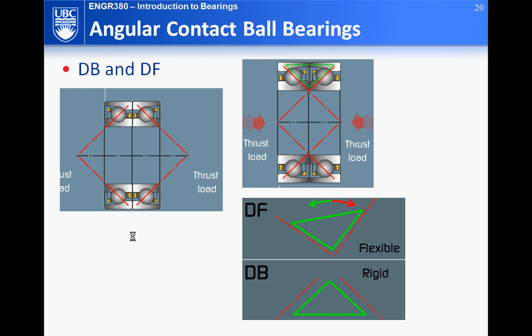Okay, so this is the animation of what I just said. The back-to-back compared to the face-to-face. You have this kind of triangle here. This is more rigid, and the top one is face-to-face, which is less rigid and more flexible, right?